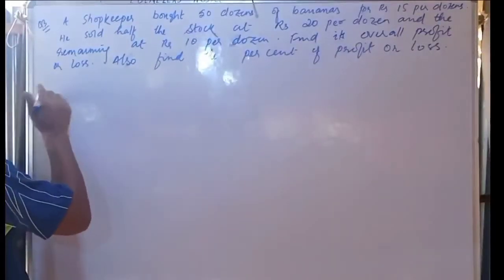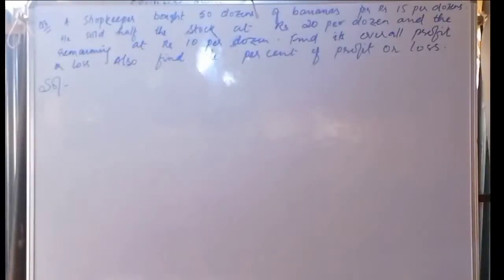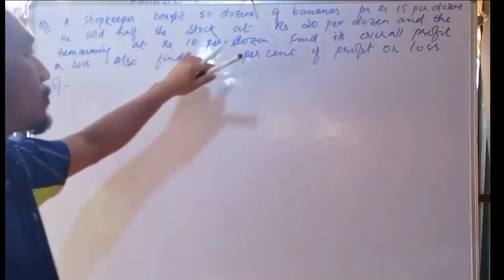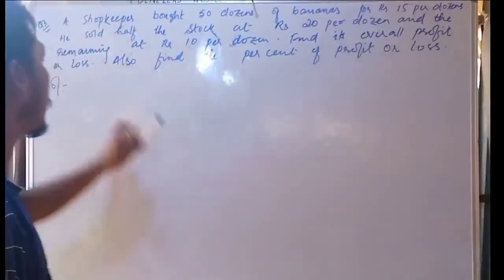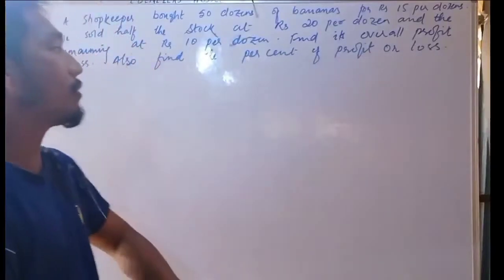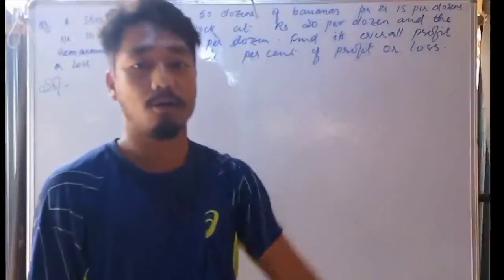Okay, so here is our next question. This is question number 3. The shopkeeper bought 50 dozens of bananas at rupees 15 per dozen, and he sold half the stock at rupees 20 per dozen, and the remaining at rupees 10 per dozen. Find his overall profit or loss. Also find the percentage of profit or loss. If you got a profit, you have to find the profit portion. If you got a loss, you have to find the loss portion.